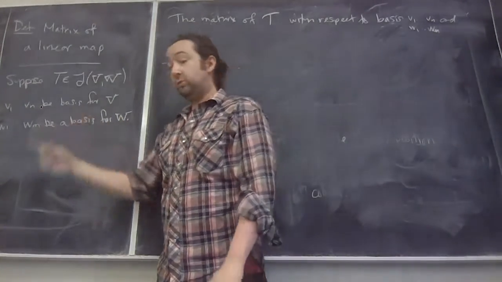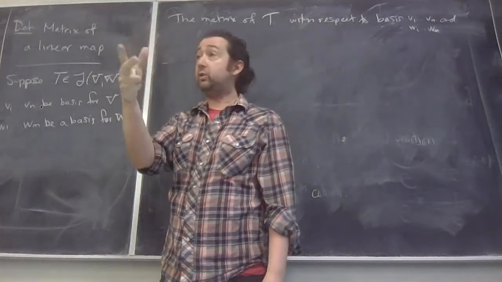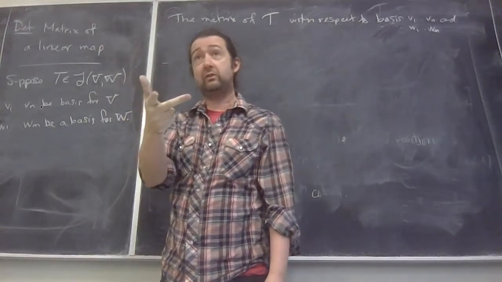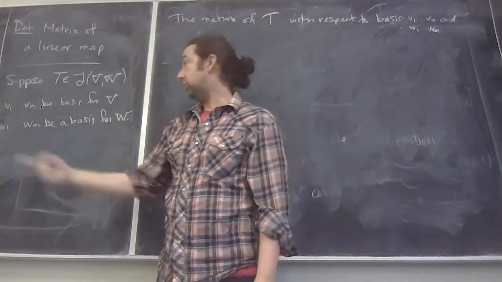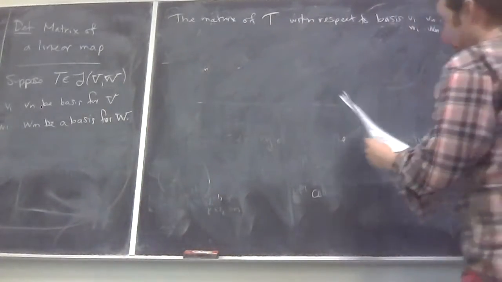Like I could choose the standard coordinate vectors for R3 and my linear map will look like one thing. Or I could choose a rotation of that and the matrix will change. The map doesn't change, but the matrix has to change because the basis did. So changing the basis is going to change the matrix.